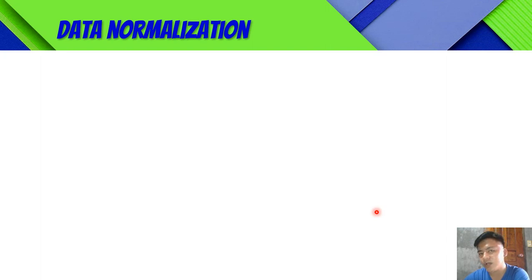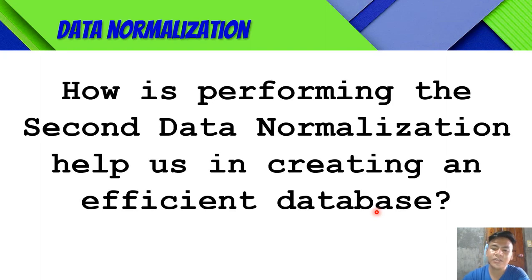So I believe for your activity, you're going to convert naman the first data normalization form that you created in week number 3. And for week number 4, you're going to perform the second data normalization using your output on week number 3. And here is the question that I want you to realize at the end of this session: how does performing the second data normalization help us in creating an efficient and effective database system?